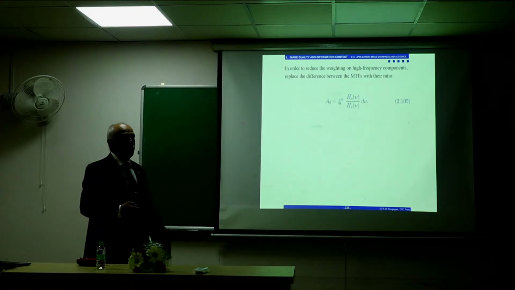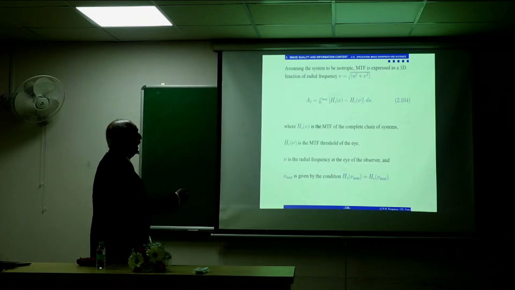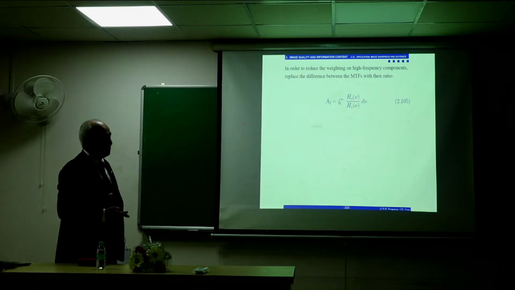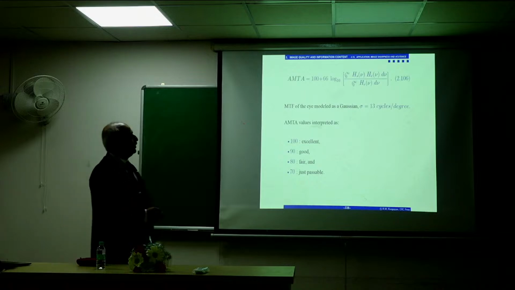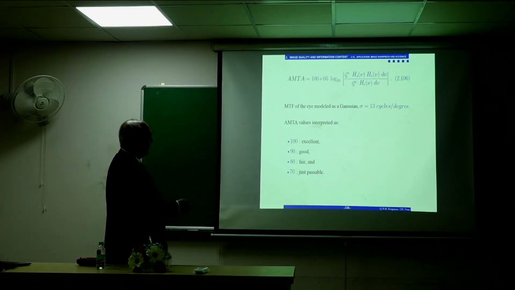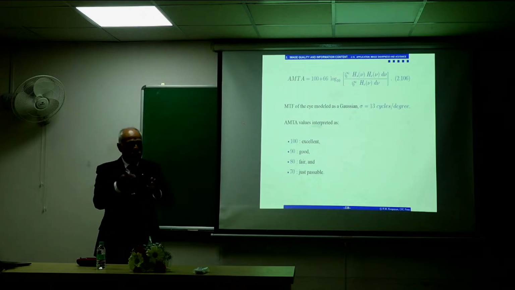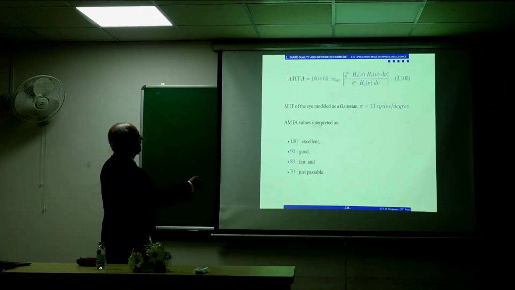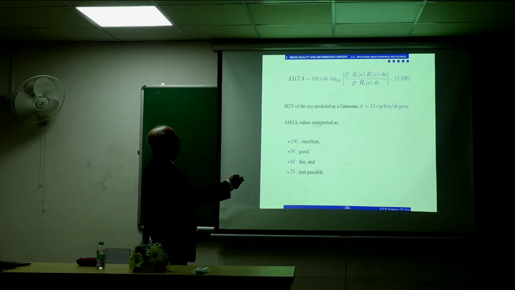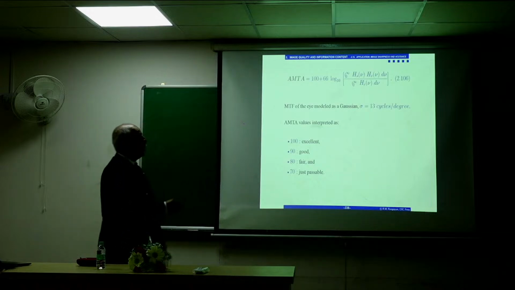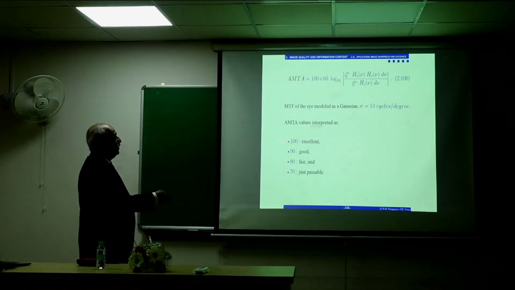And then somebody else said, well, don't take a difference, take a ratio. I can go from 0 to infinity or 0 to some limit in frequency. And another researcher said, well, we need to normalize and get numbers like in marking exams, up to 100. So scaling factors. So they said 100 plus 66 log 10 of the product of the two MTFs divided by the integral of the MTF ratio. This is just a normalization factor, so 100 is excellent.